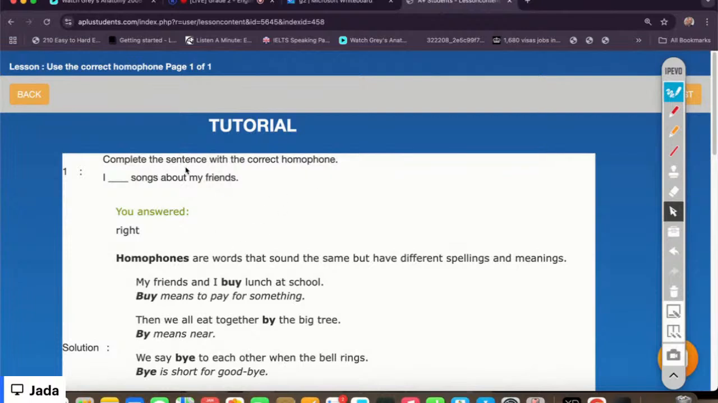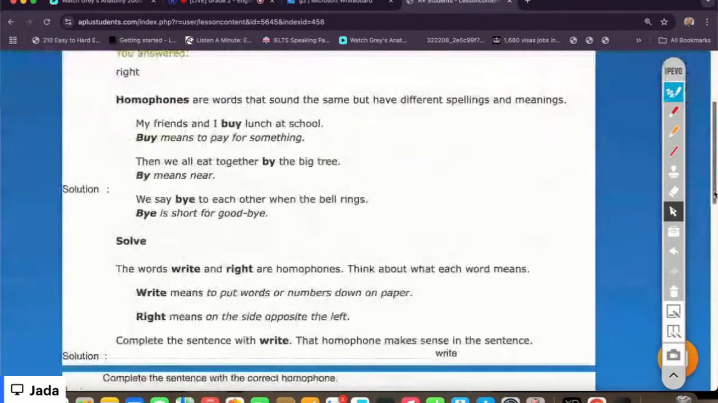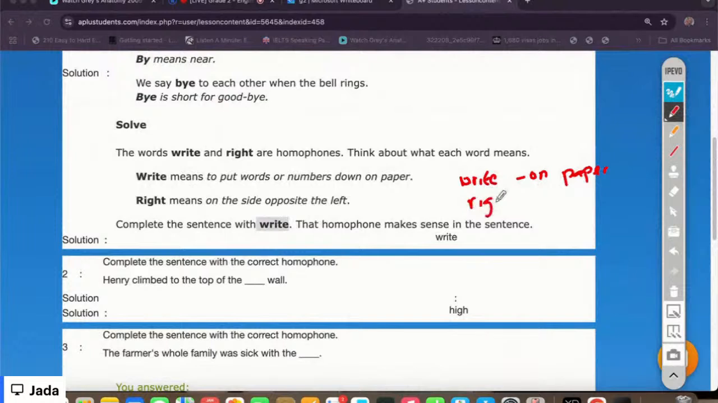So we have here: complete the sentence with the correct homophone. I dash songs about my friends. So what will it be? Is it right or write? I write songs about my friends. Remember that this one means writing on paper, and this one means some sort of direction, the opposite of left. So it has to be I write songs, okay?